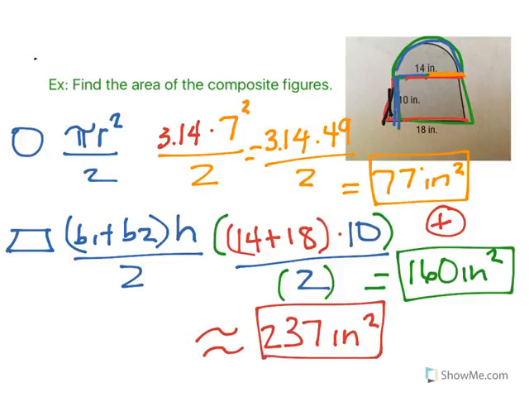So again, we're going to eliminate that insignificant piece there. We're going to find the area of the semicircle, find the area of the trapezoid, and add them together.